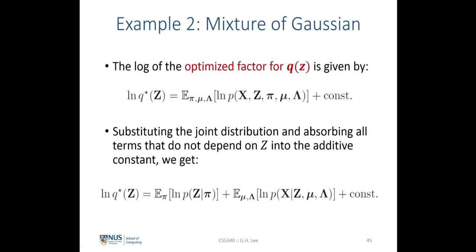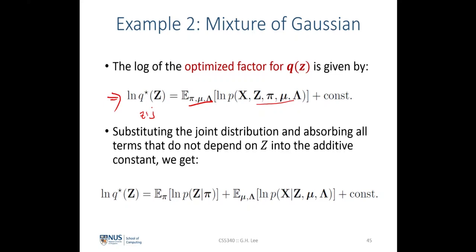So as usual, let's loop through the different factors in the proposal distribution. The optimal solution for q of z would be given by this expression over here, where now we are treating z as j, and we will take the expectation over all the latent random variables except for z itself, which in this case would be pi, mu, and lambda, of the log of the joint distribution of x and all the latent random variables, plus a certain constant. This is the expression that we have seen for the optimal solution that will maximize the lower bound in variational inference.